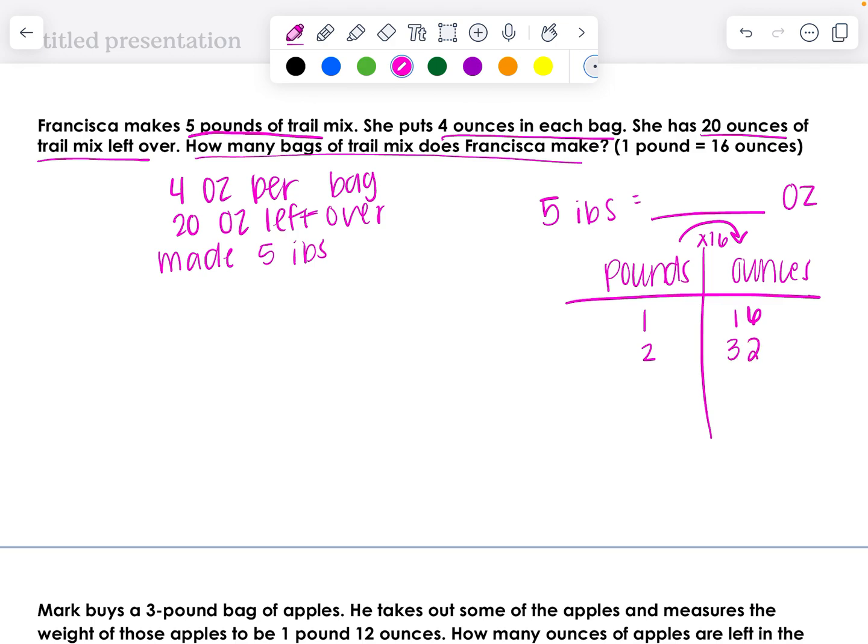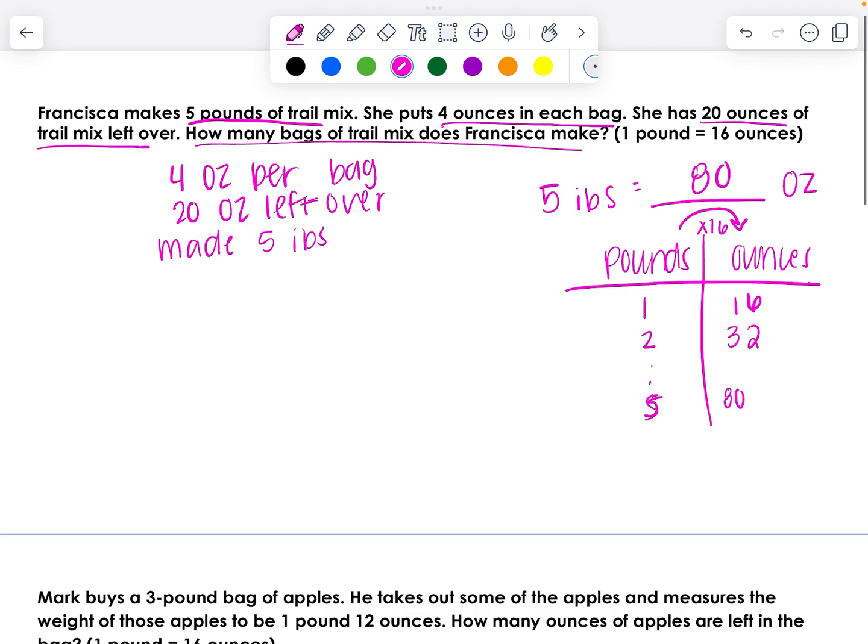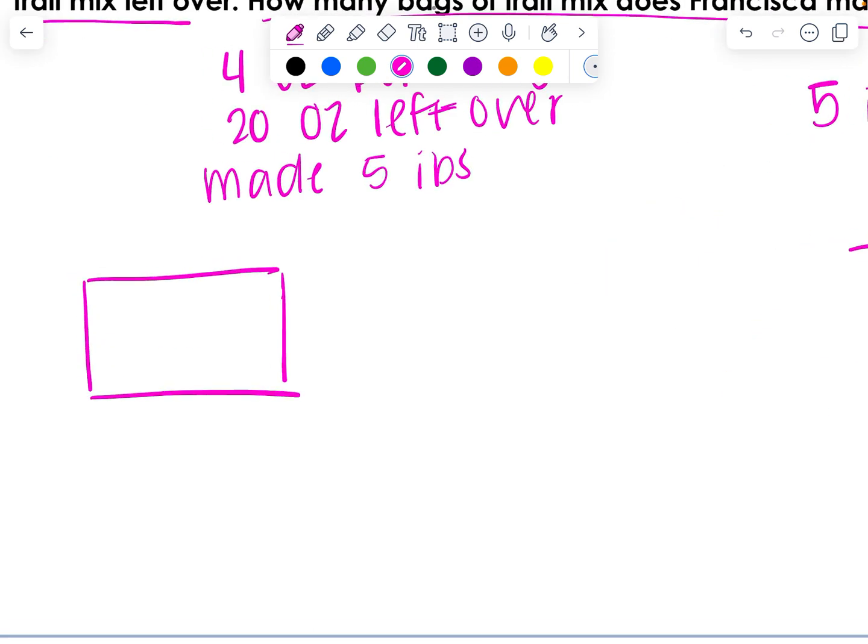2 pounds is 32 ounces. And all the way to 5 pounds, I would get 80 ounces. So 5 pounds is 80 ounces. So then I can do a part whole to understand exactly what I'm trying to get to. So I know I'm starting with 80 ounces. I know I have 20 ounces left over.